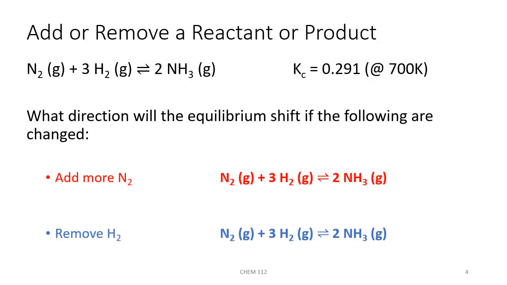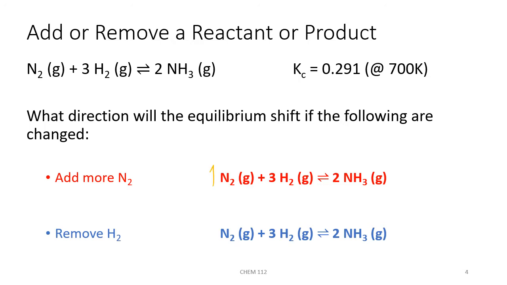If we have the reaction nitrogen plus hydrogen forming ammonia, what direction will the equilibrium shift if the following are changed? If we add more nitrogen to our system. So imagine we're at some equilibrium currently, and in our equilibrium mixture we have nitrogen, hydrogen, and ammonia present, all three of them in some ratio. And now we're going to spike the system. We're going to add more nitrogen to it.